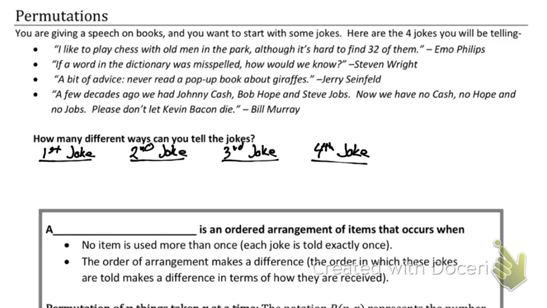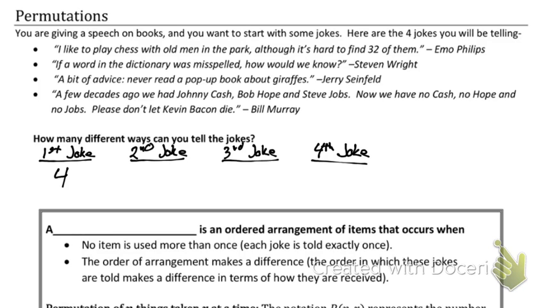How many choices do I have to tell a first joke? 4. I have 4 choices. I could choose any one of those 4. Doesn't matter. They're all just as funny. They aren't, but in theory, they're all just as funny. So I have 4 possibilities to tell my first joke.